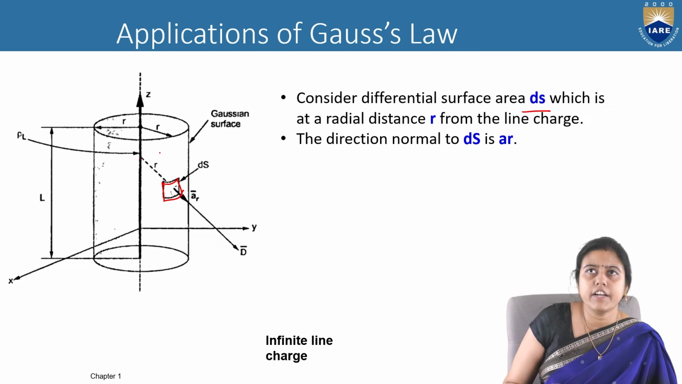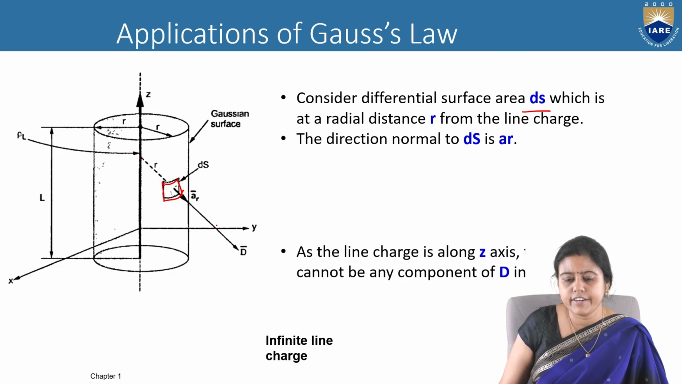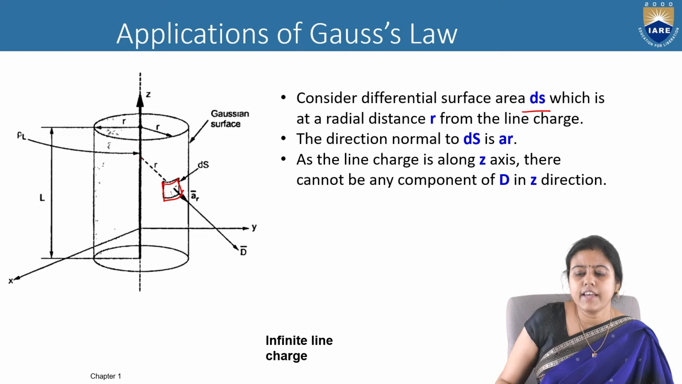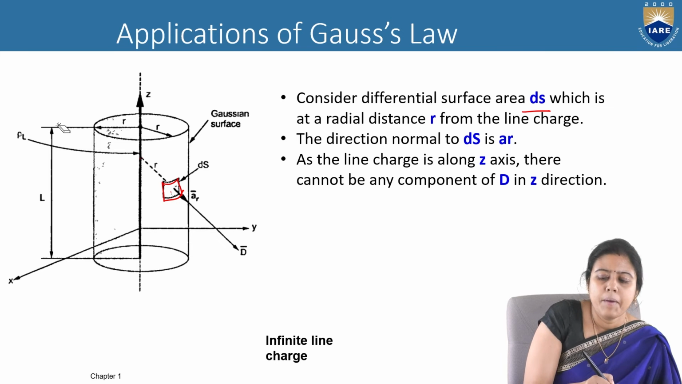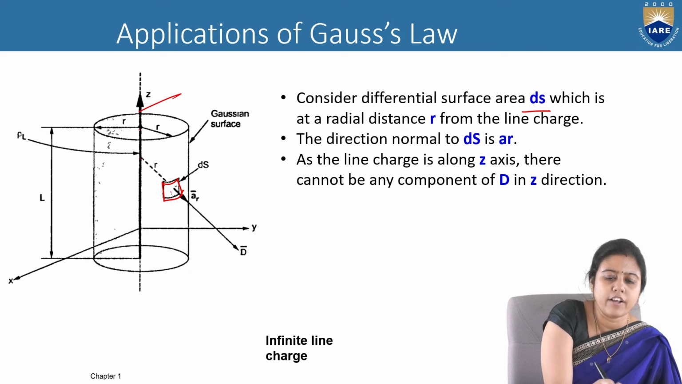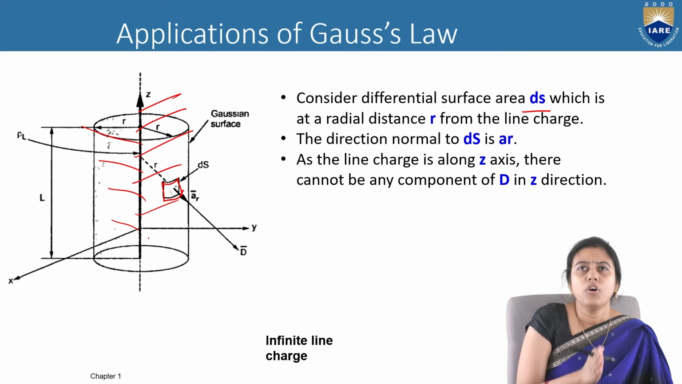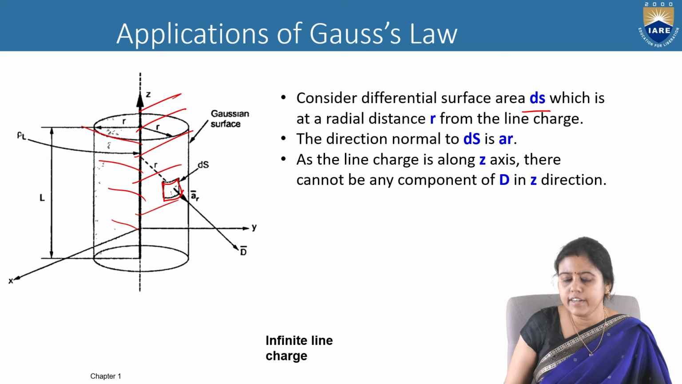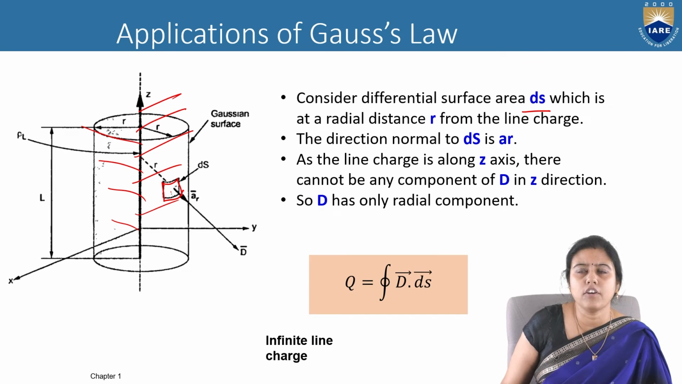So the direction of the surface is along the a_r direction. This is the z axis, and there cannot be any component of D along z, because as this is a line charge, the lines of flux will come out radially. So there will be no component along the z direction. So D has the radial component only.